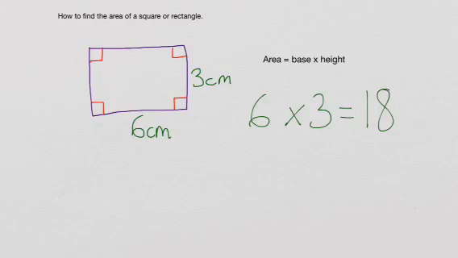Now obviously this is a measurement, so before we had 6 centimetres and 3 centimetres, so we are measuring in centimetres, so our area is going to be in centimetres squared. So this is how we'd write our answer, 18 centimetres squared. The little floating 2 above the centimetres there indicates that it is squared.